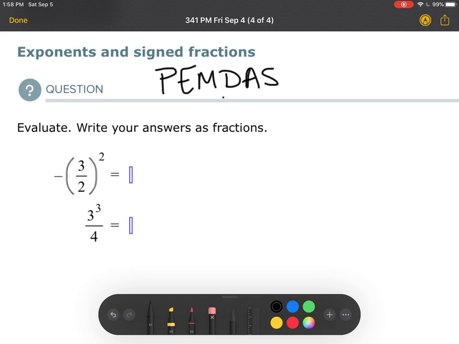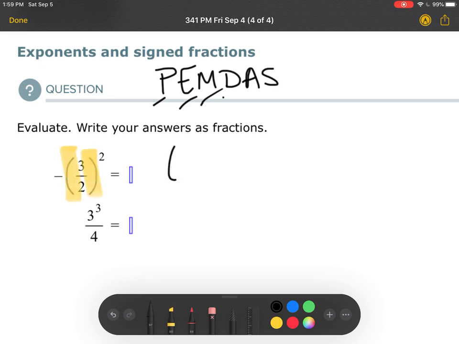So remember, we have parentheses, exponents, and multiplication. Most of the time you don't have these two, and you just start with multiplication. So don't just think, oh, okay, I multiply first. Remember to do your stuff in order. So I'm going to look at what is in my parentheses first.